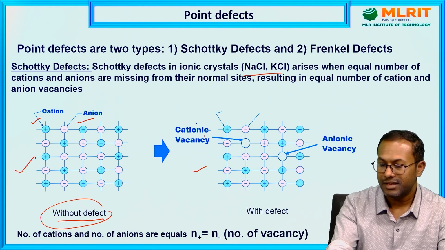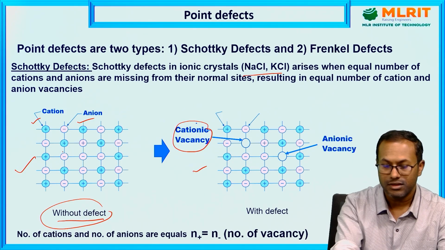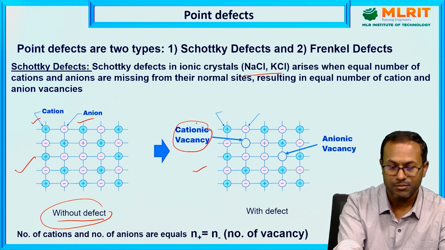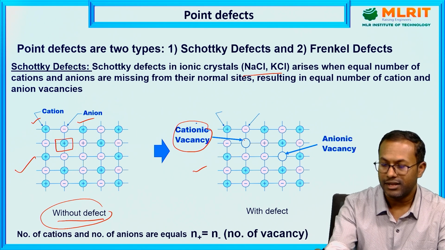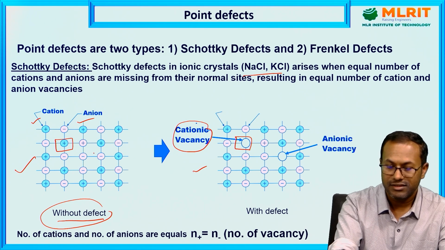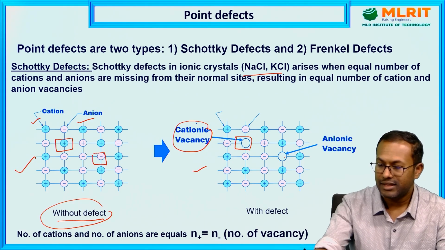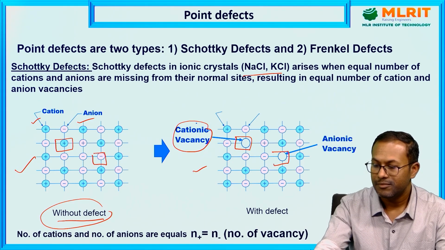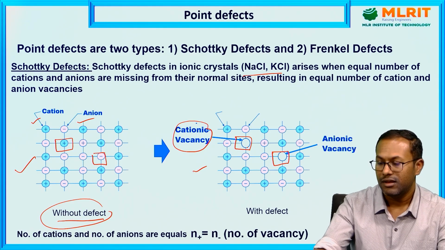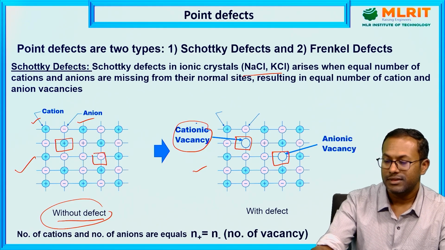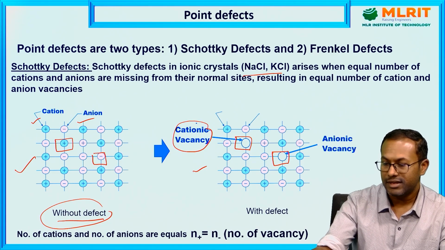Suppose in this place I have a cation vacancy. Earlier this was the position, and now there is a missing cation. Similarly, this is the anion place, which is also missing. So there is a missing of equal numbers of cations and anions. That creates a vacancy of equal numbers of cations and anions.